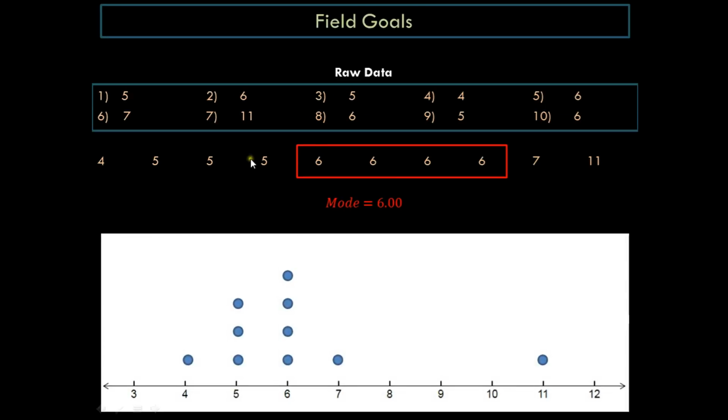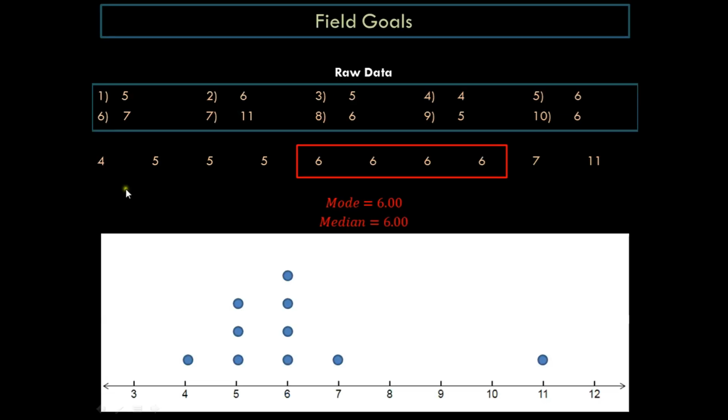If we plot our observations on a dot plot, it will look like this. We observe 4 field goals once only. 5 field goals occurred 3 times. 6 field goals occurred 4 times. 7 field goals occurred only 1 time. And then this 11 field goals. So the mode is the one that occurred most frequently.